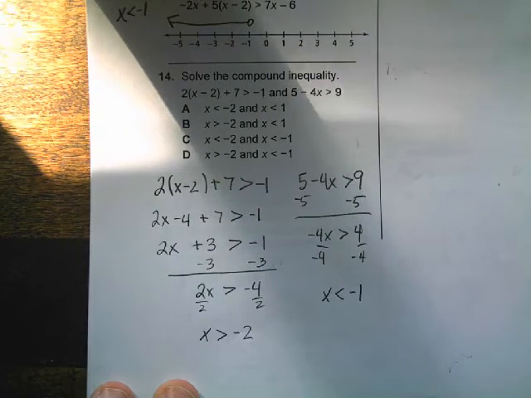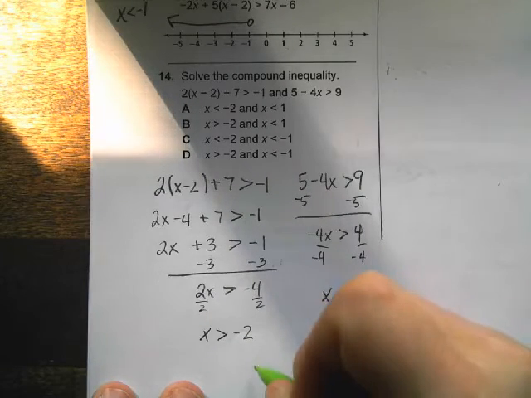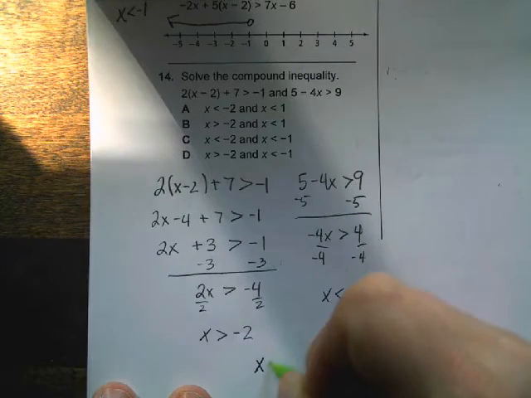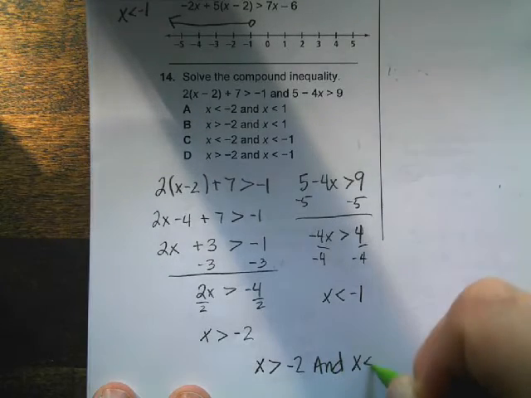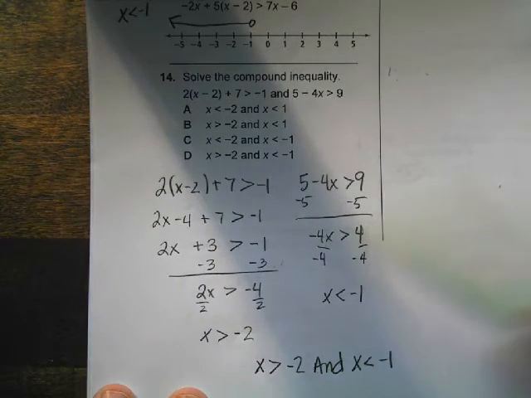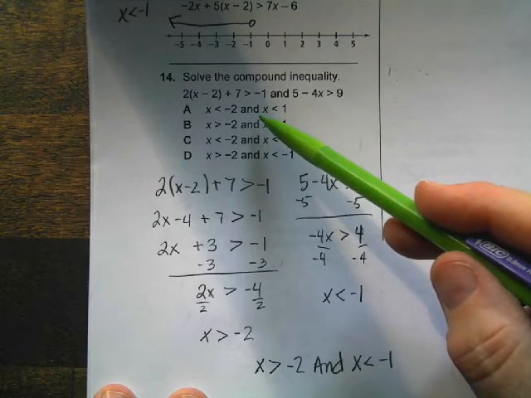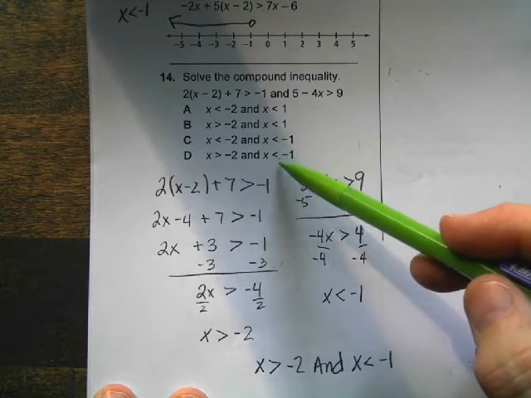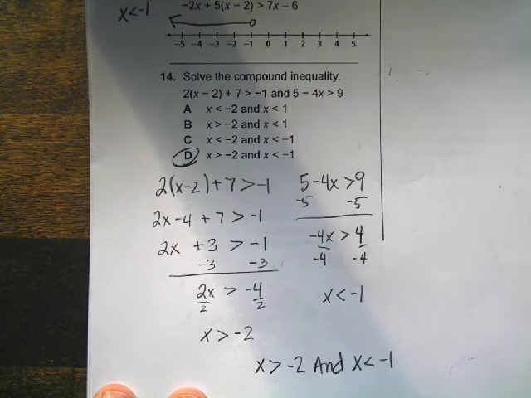And you could write this a number of ways. We could actually write this as one compound inequality, but the easiest way to probably write this would be x is greater than negative 2 and x is less than negative 1, because it's an and problem, and so we want to find x that's greater than negative 2 and x is less than negative 1, which looks like the answer is D. Okay.